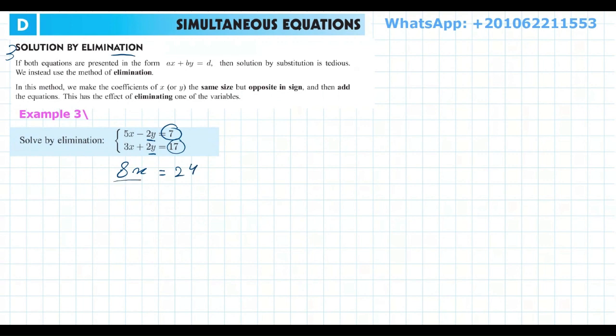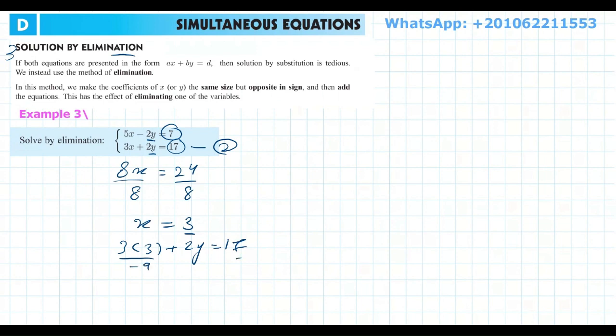Okay, after that, divided by 8, x should equal 3. Now we found that x equals 3. I'll choose the second one, and then 3 by 3, which is the value of x, plus 2y equals 17. Then 3 by 3 equals 9.